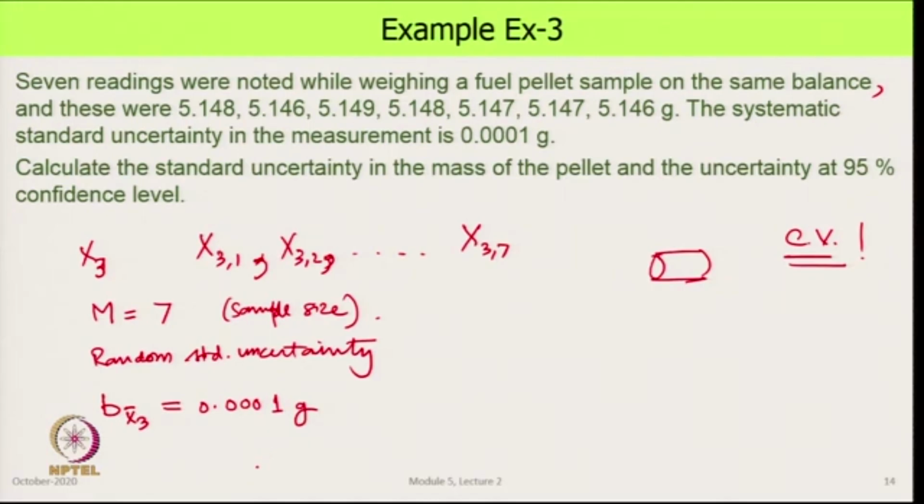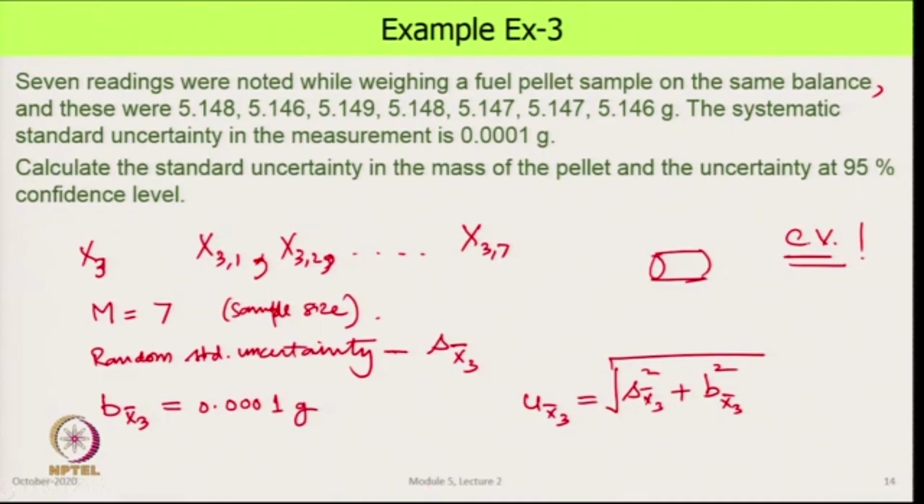So, our procedure would be that from this first set of numbers that we have, we will calculate Sx3 bar, then we will use the formula Ux3 bar, which is the standard uncertainty in the mass of the pellet. This is square root of Sx3 bar square plus Bx3 bar square, root of all of that.